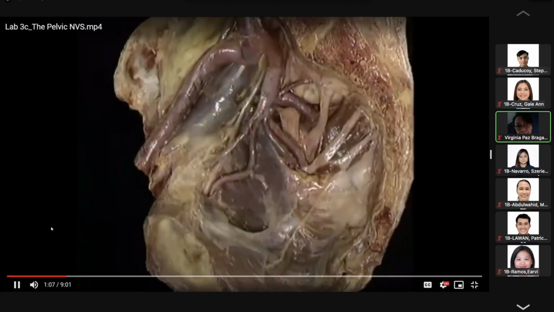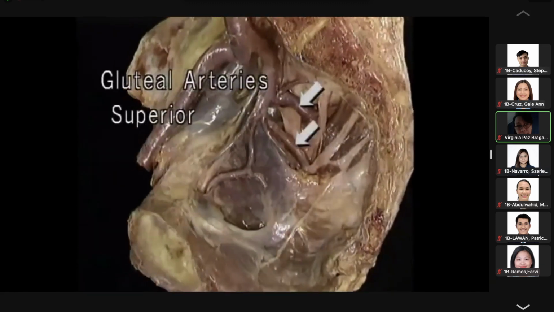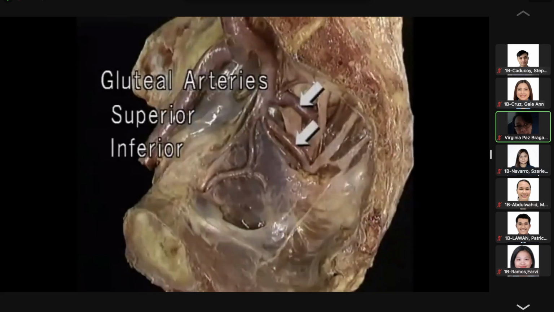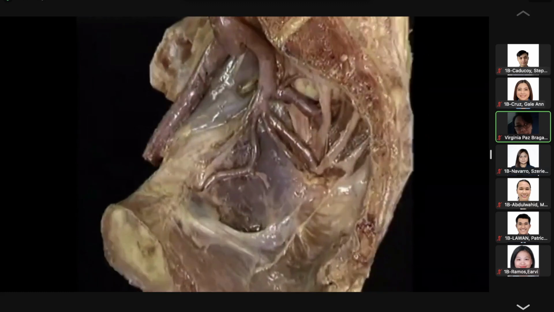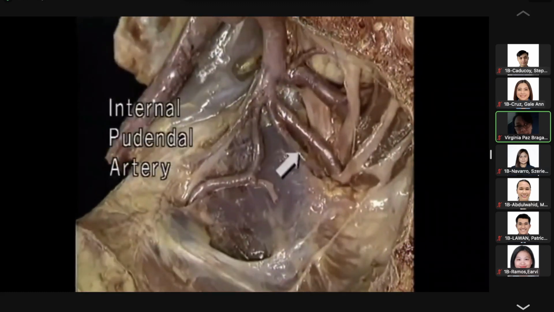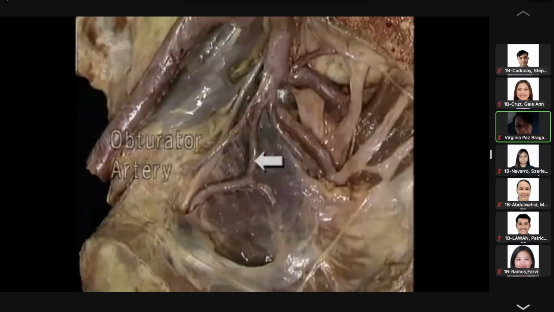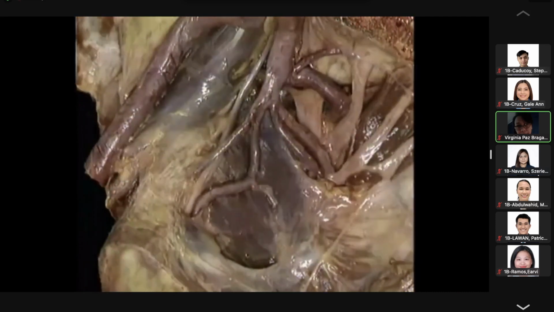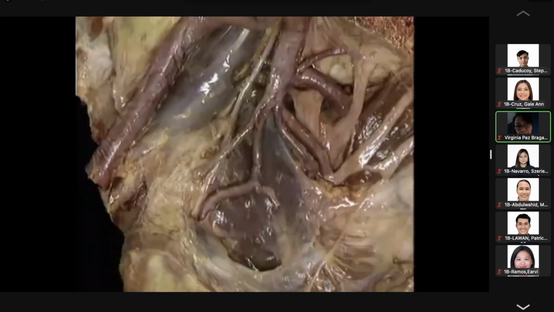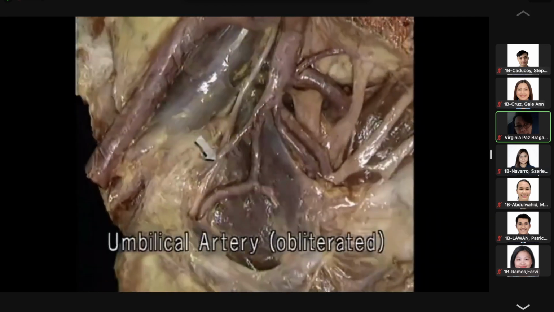The way they arise is quite variable. This is the superior gluteal artery. This is the inferior gluteal. They pass through the greater sciatic foramen to supply the buttock region. This is the internal pudendal artery, which we'll return to in a minute. This is the obturator artery, passing forwards into the obturator canal, along with the obturator nerve. The most anterior branch of the internal iliac comes to a blind end. In the fetus, it's the umbilical artery.